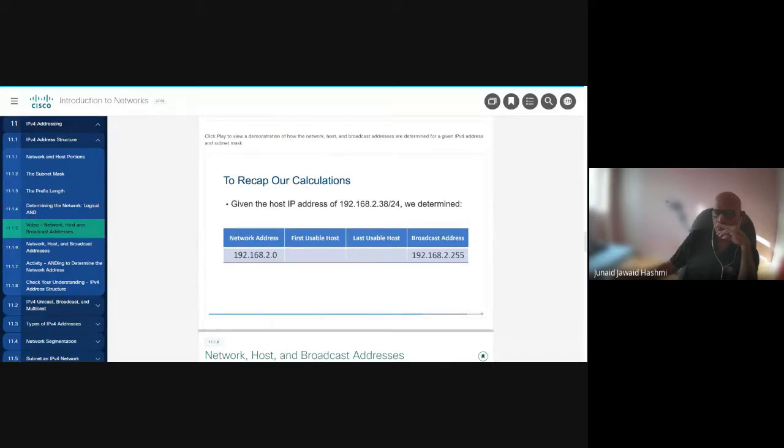Again, keeping the network portion the same but changing the host portion, we determined that the usable host range for assigning addresses to devices on this network is 192.168.2.1, which is one number up from the network address, and 192.168.2.254, which is one number down from the broadcast address. You can see that our original host IP address falls within this range.